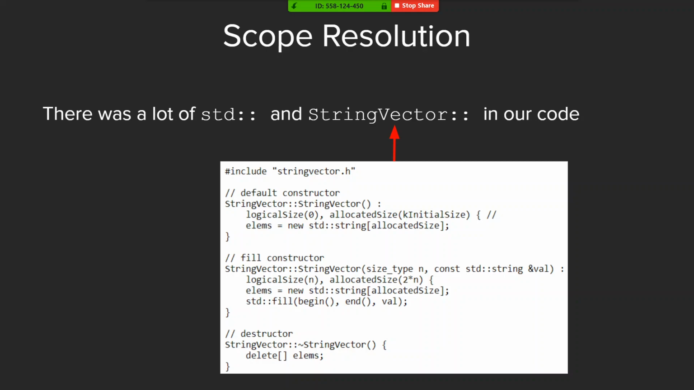When Avery was implementing StringVector with you, you'll remember that when we declared the implementations in the .cpp file, we had to write something like StringVector:: and then the function that we were trying to write. So that's actually another place that we've been seeing scope resolution in action, and we'll understand by the end why that's necessary.